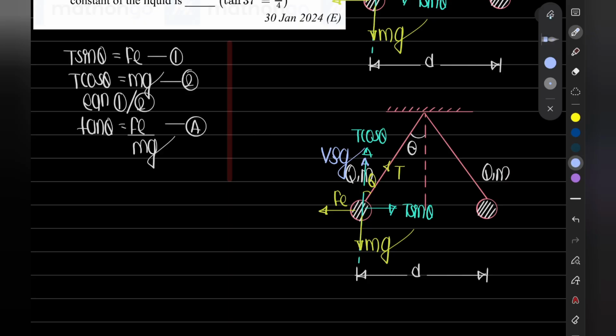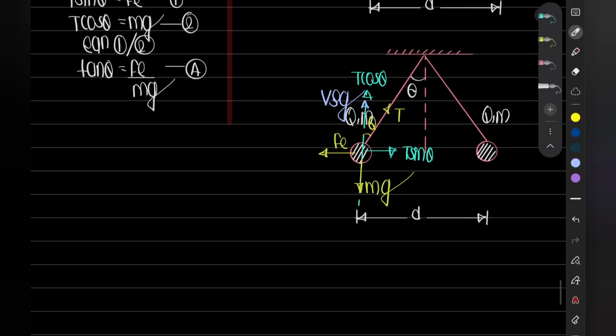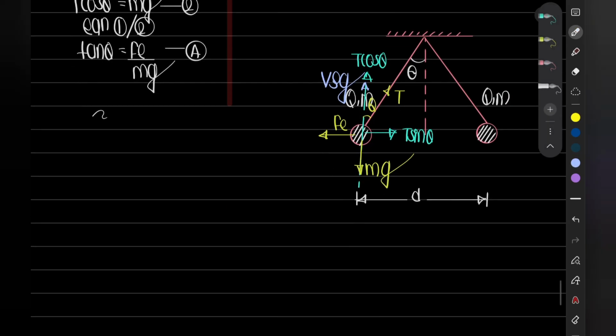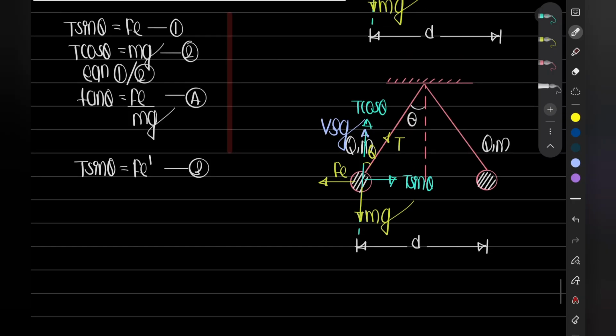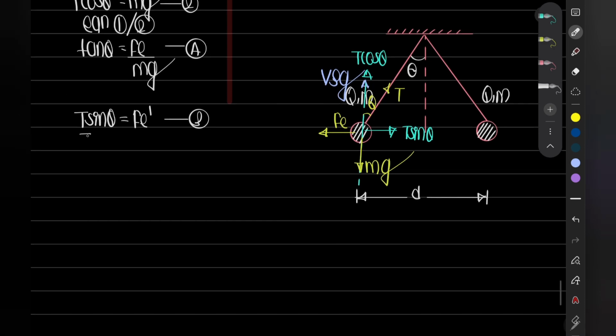Now our new equations will become, first thing is again T sin theta, which will be equal to Fe dash. This time I am writing it as Fe dash because we know that the dielectric constant is changing, and as the medium changes, electrostatic force also changes. So T sin theta I am taking as Fe dash. Second one, T cos theta.